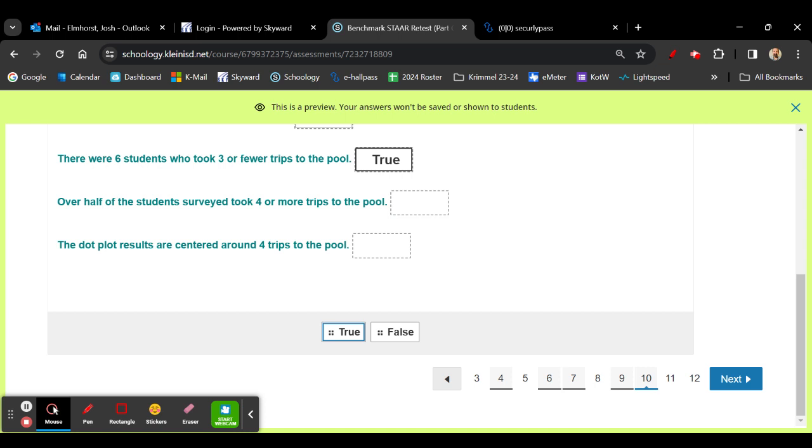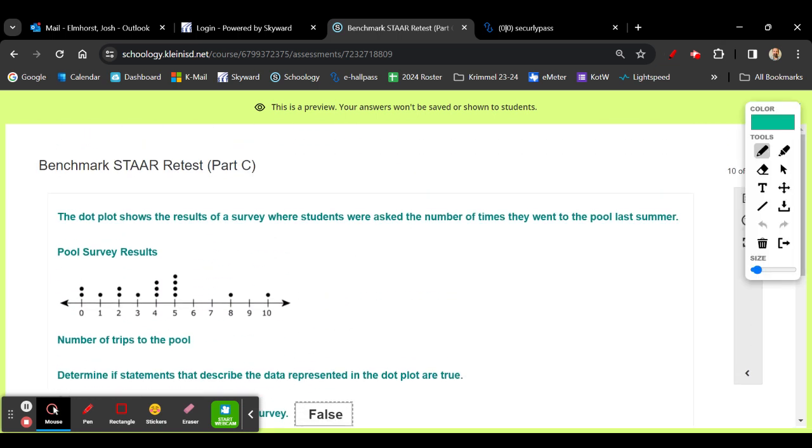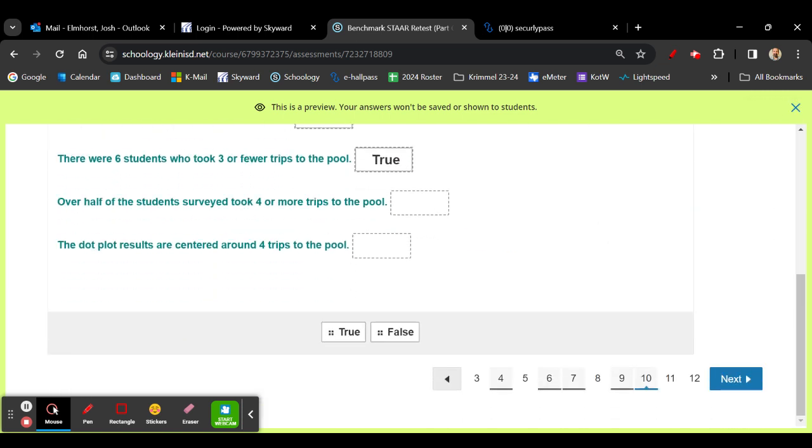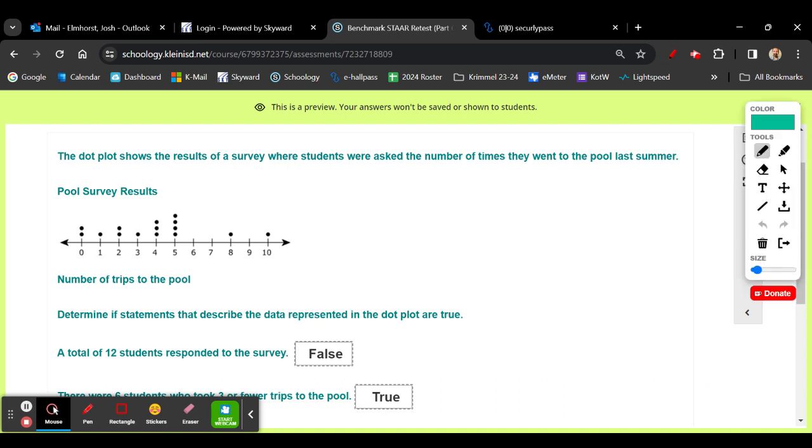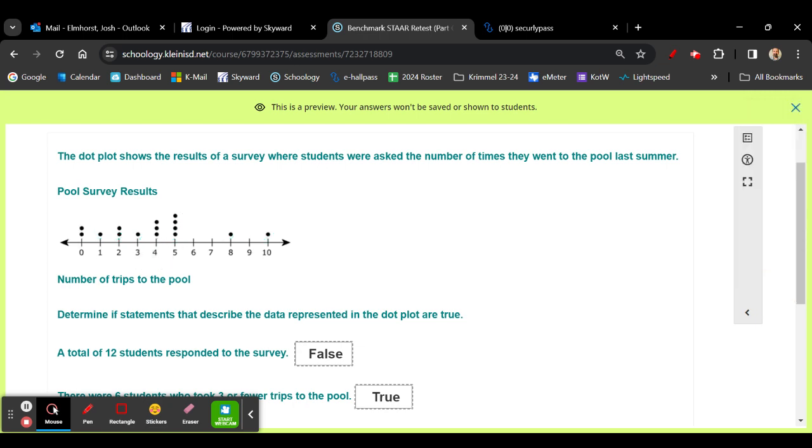Over half the students took 4 or more trips. 4 or more. So we look at all these dots, 1, 2, 3, 4, 5, 6, 7, 8, 9, and that's way over half than what is below that. So that is true. The dot plot results are centered around 4 trips. The center, we're looking for the median. So left, right, left, right, left, right, left, right, left, right, left, right, middle. That is true.